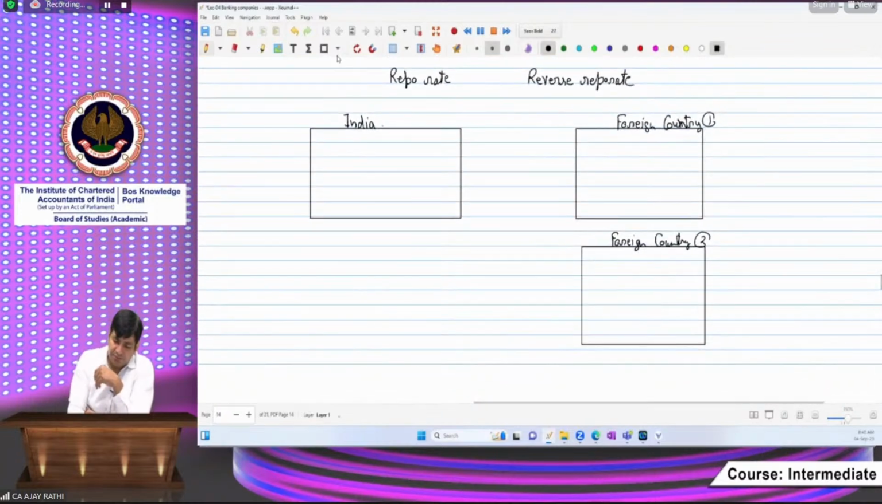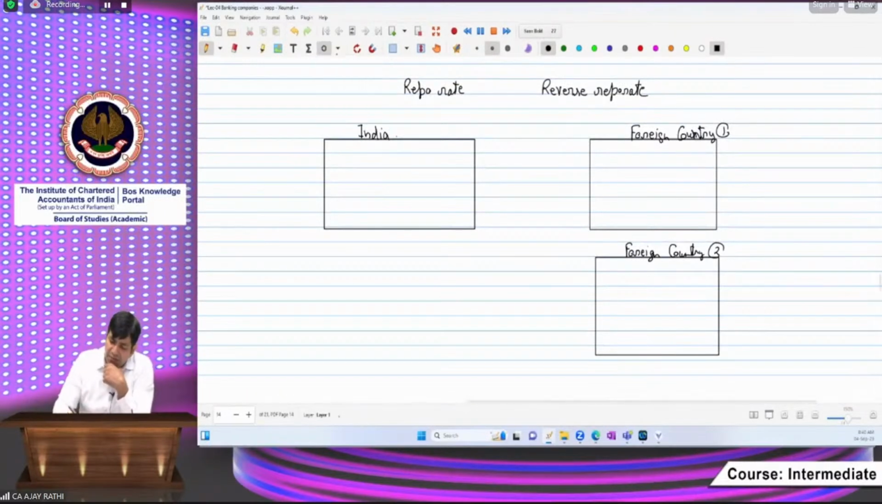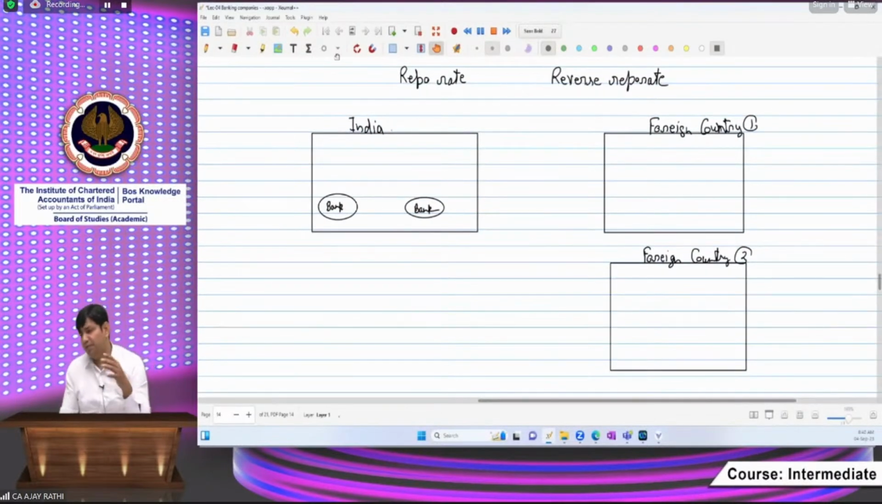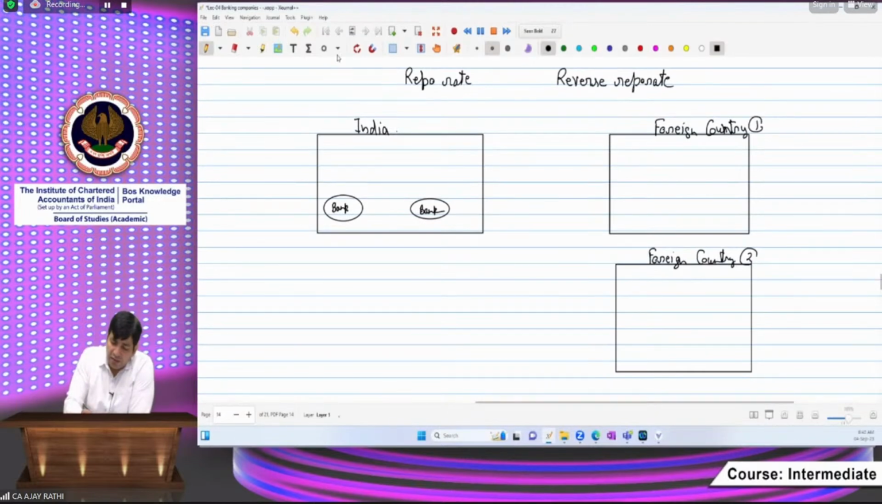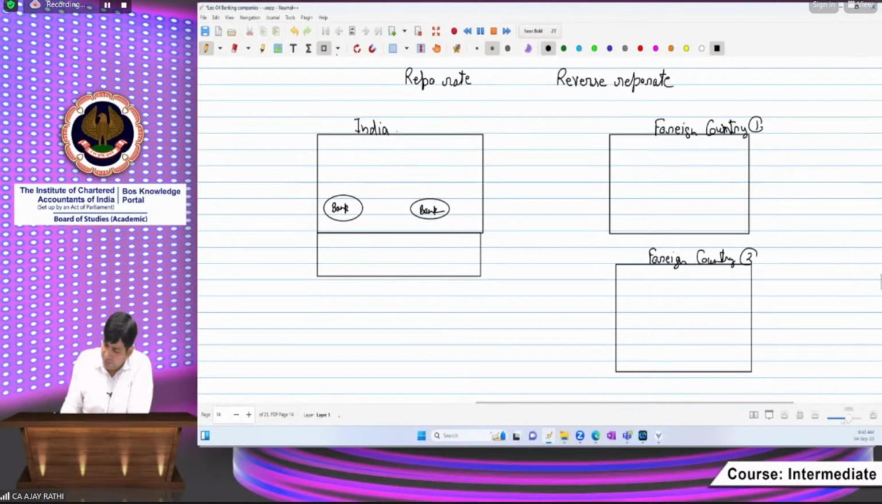Beta, the rate. See, in India, there are many banks. Bank number 1, bank number 2, and bank number 3, etc. Suppose these are the banks. I have prepared a graphical presentation only for 2 banks. Many banks are there, okay? And one more thing is also there. In India, the public is there, that is the customers of the banks.